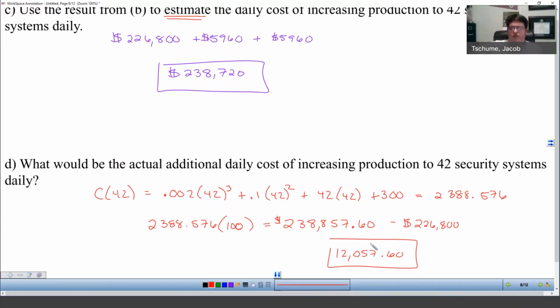I'm not sure if it will ask for that number. It may just ask for this number. Just make sure you read your instructions and see which number it actually is.